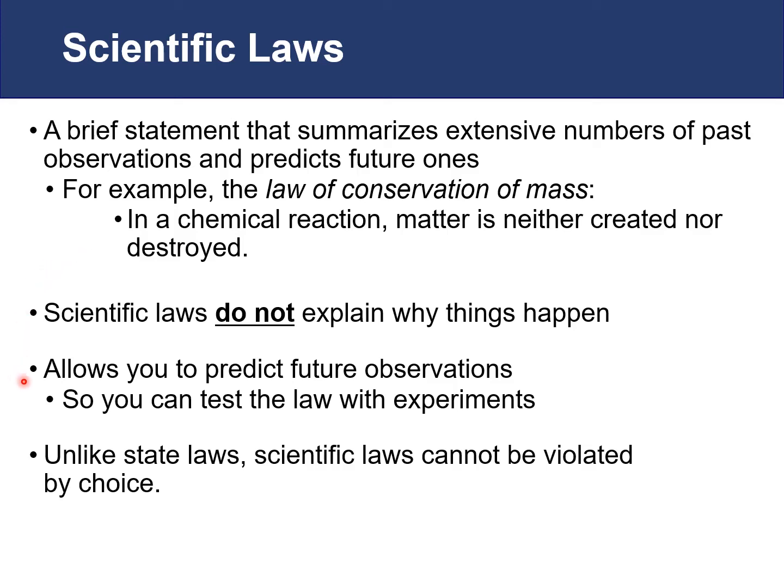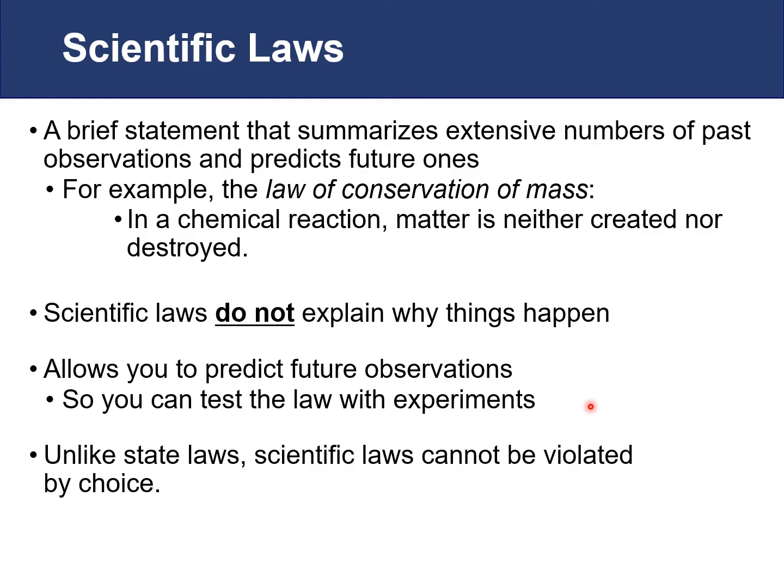Now, one of the key components to a scientific law is that it allows you to predict future observations. So in the case of our law of conservation of mass, we can make the prediction that at the end of any chemical reaction, the mass of our products is going to be the same as our starting reactants, right? So when we're done with an experiment, it will weigh the same as when we started. With that, you are able to test the law via experiments. So if we do an experiment and we find that the mass is different when we're done than when we started, that would be something that shows that the law of conservation of mass didn't hold.